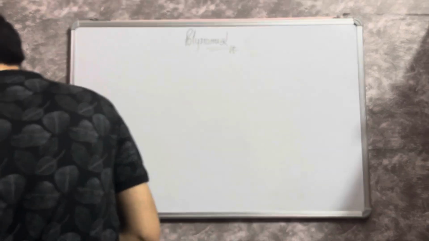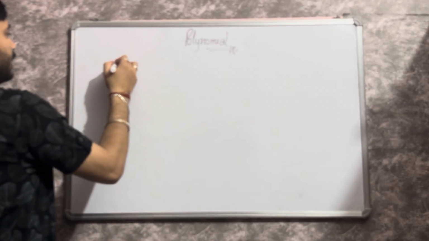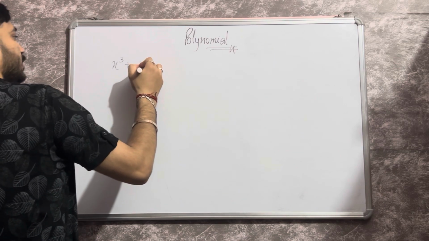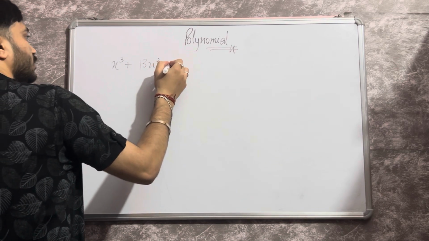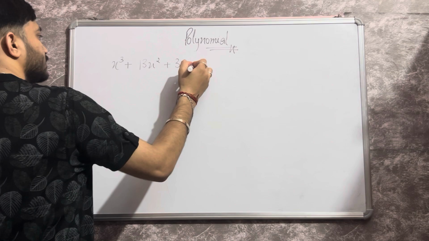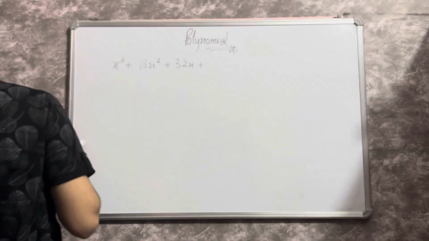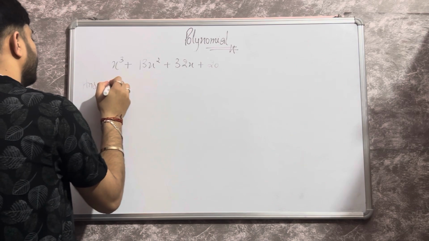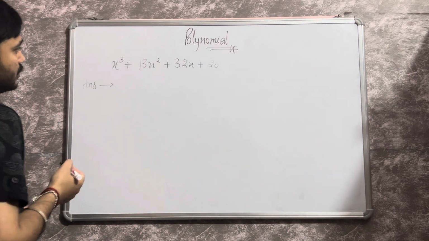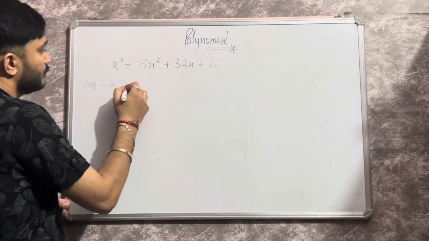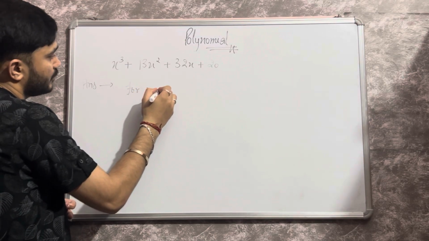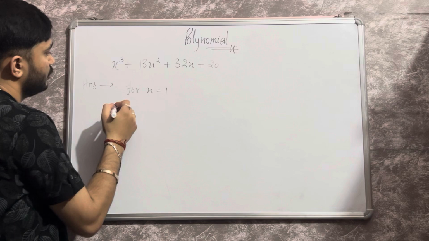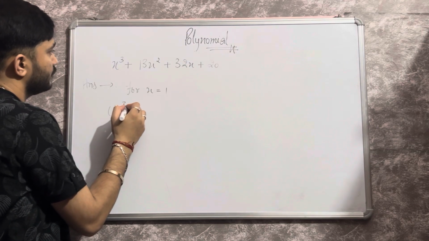What if we have to factorize x cube plus 13x square plus 32x plus 20? Now what will be our first step? Firstly, just hit and trial method for x equal to 1. Just place the value 1 in place of x.